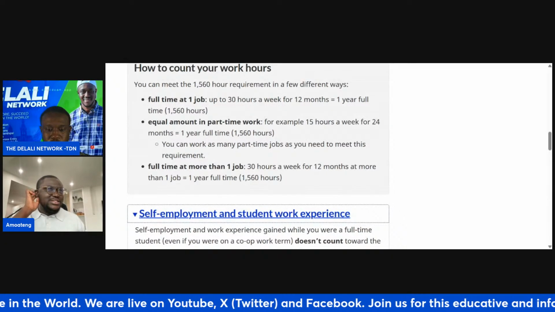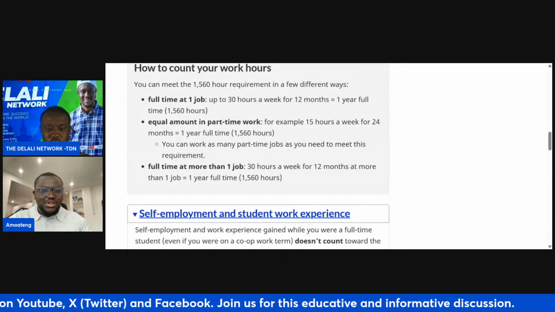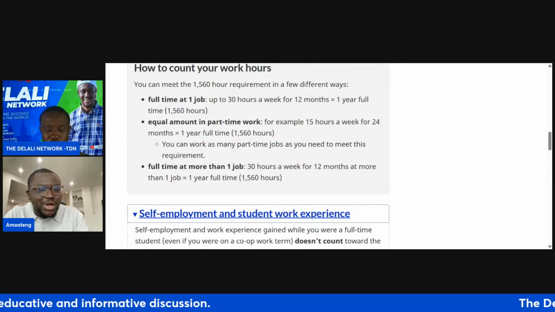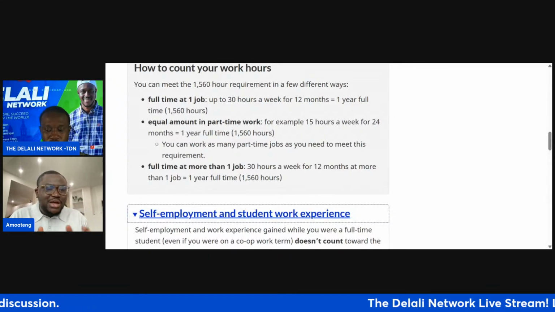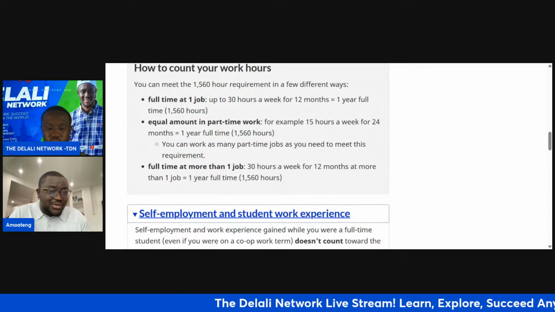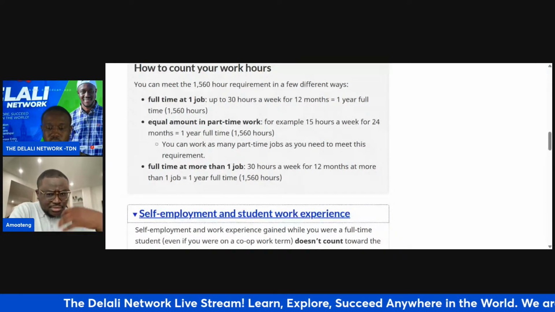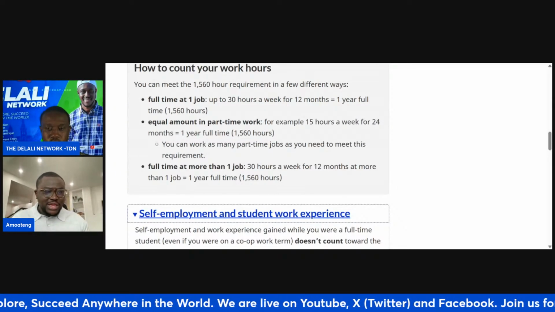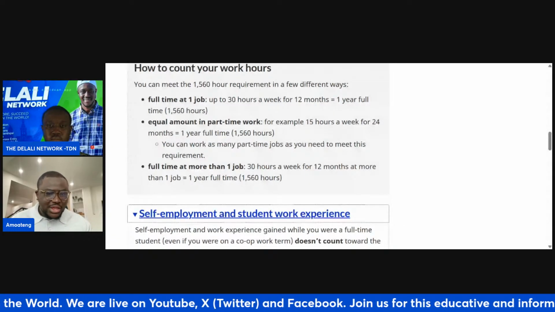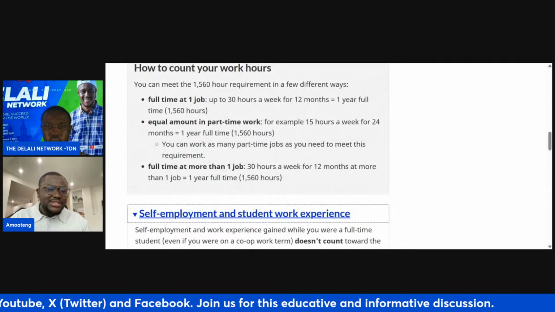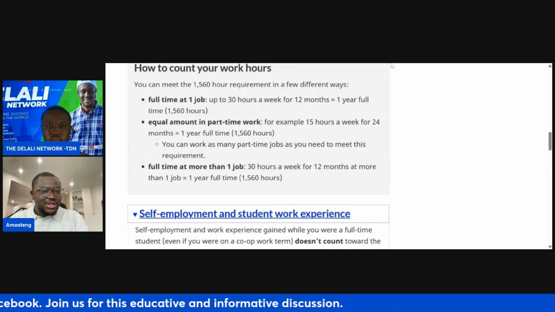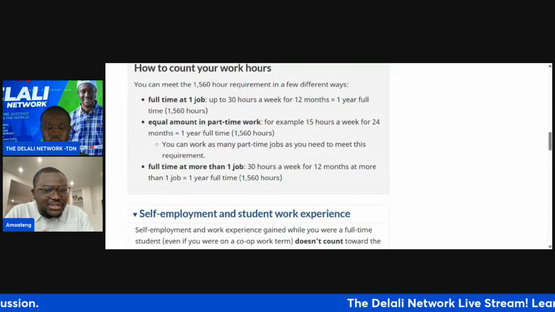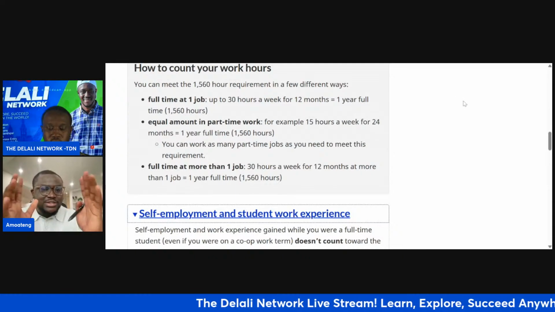And they don't expect you to do it continuously, like the 1 year should be continuous. No, you may do, let's say, 6 months for some time, maybe break 2 months, come and do another 6 months, whichever way you want. But at the end of the day, if they are adding everything, it should amount to 1,560 hours, which will give them 1 year. If you look at the first point, they are saying full time at one job. Some people are very lucky to have full time at one job, so they will not be going up and down. So they are saying up to 30 hours a week for 12 months. If you do that calculation like I did, you should get that 1,560 hours. That is for people who are able to get a full-time job at one job.